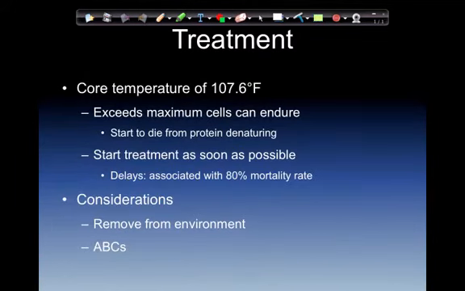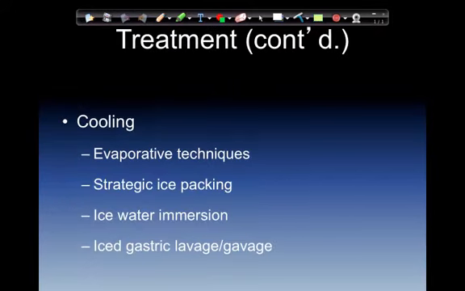Treatment: a core temperature of 107.6 exceeds the maximum cells can endure. They start to die from protein denaturing. Start treatment as soon as possible. A delay is associated with about an 80% mortality rate if you don't jump on this. Considerations: remove from the environment, disrobe as needed, and aggressive treatment of airway, breathing, and circulation.